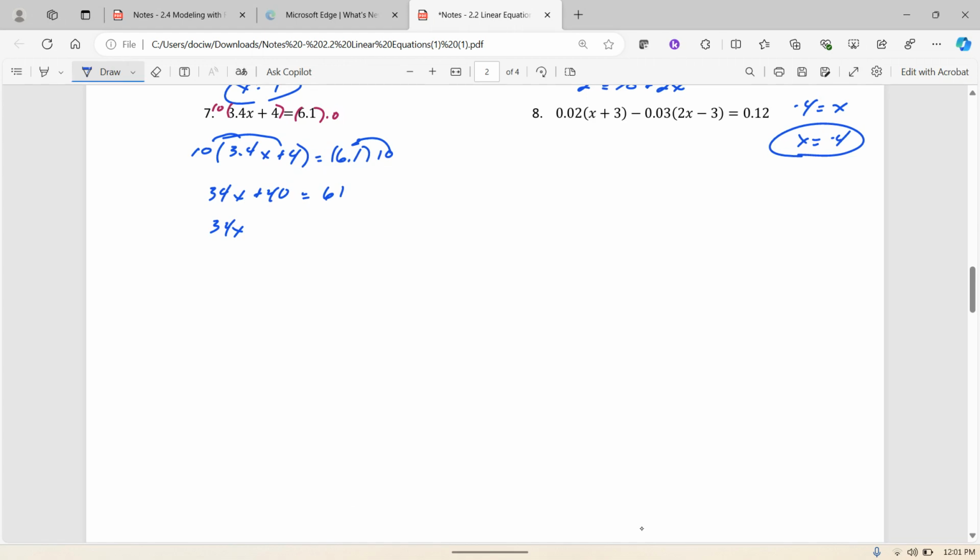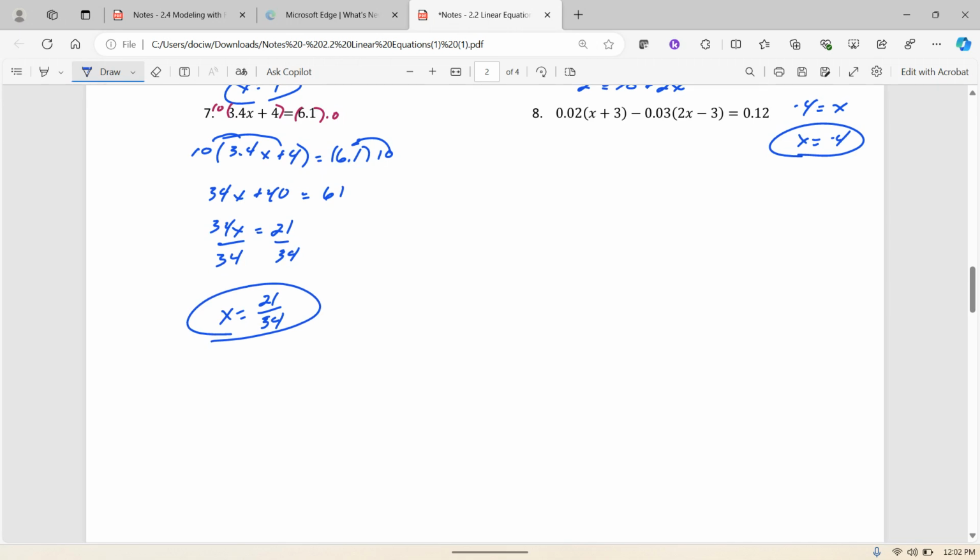So I'm going to subtract the 40. I didn't write minus 40 on both sides. You want to practice not having to write that every time. But I did subtract the 40 from both sides. And I'm going to divide by the 34. So x is 21 over 34. Okay. A quick inspection tells me that the only numbers that divide evenly into 21 are 3 and 7. Neither one of those divide into 34. So I know that that fraction is in lowest terms, so I'm going to leave it.